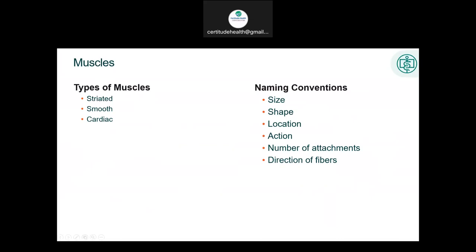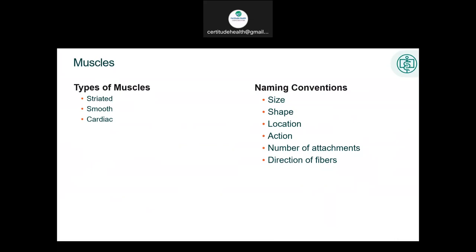There are three types of muscles. You have your skeletal muscle, which is also referred to as striated. You have smooth muscle, and then your cardiac muscle. Skeletal muscles move bones and other structures. Smooth muscles form part of the walls of most vessels and hollow organs, like your intestines, like your blood vessels, like your veins, all smooth muscle.